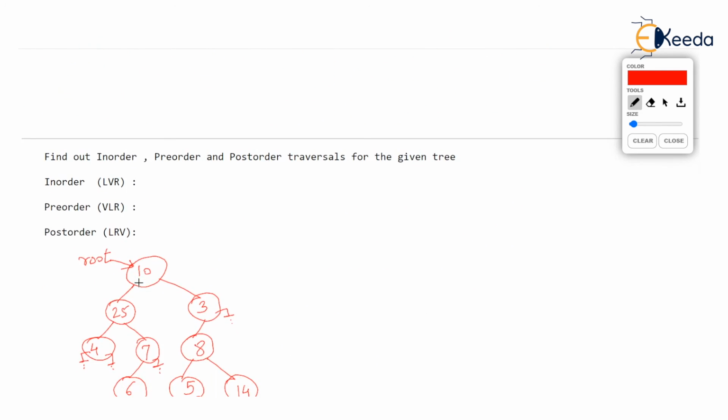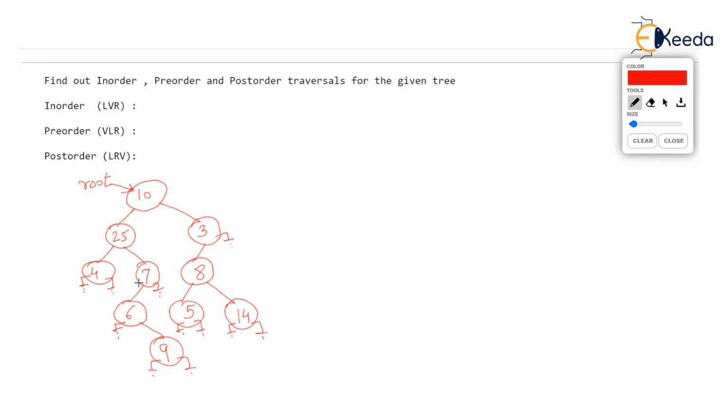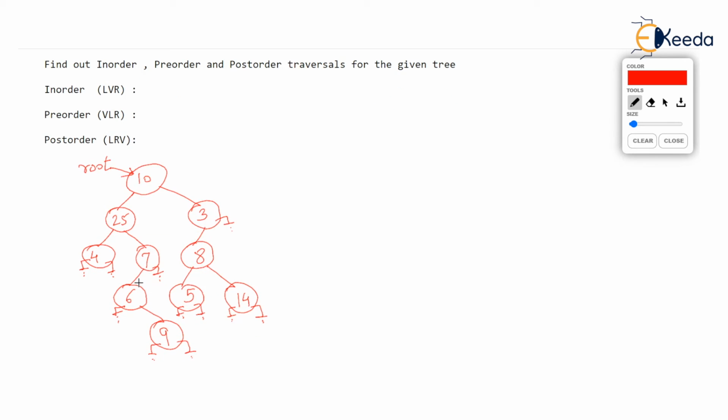Similarly, we have one more example over here, a bigger example. Just note, I'm going to write the in order, pre order, and post order of these traversal techniques, and then you check it according to the explanation done above. Are you getting this output? The in order for this tree is going to be 4, then 25, then 6, then 9, then 7, then 10, then 5, 8, 14, 3. This is the output for in order.